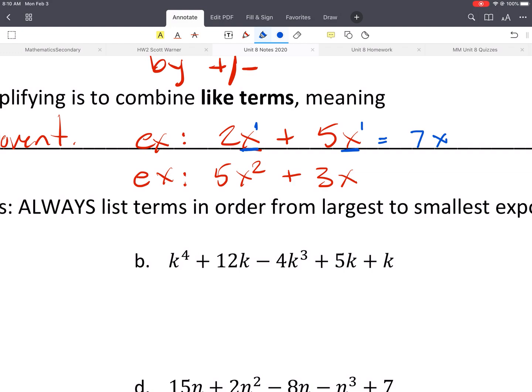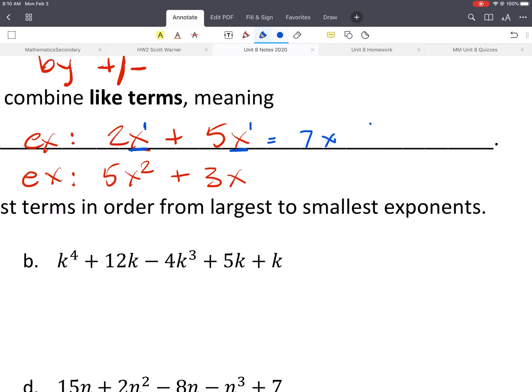I've seen some students say, oh, it's going to be x squared now because we added 2 x's. We don't do anything with the exponents. We're just saying we have 2 x's and then 5 x's. We're going to add those all together, and that gives us 7 x's. Another way you could write this would be x plus x. That's what 2x is. And then we're going to add 5 more x's: 1, 2, 3, 4, 5. So we're just going to add all of those together.